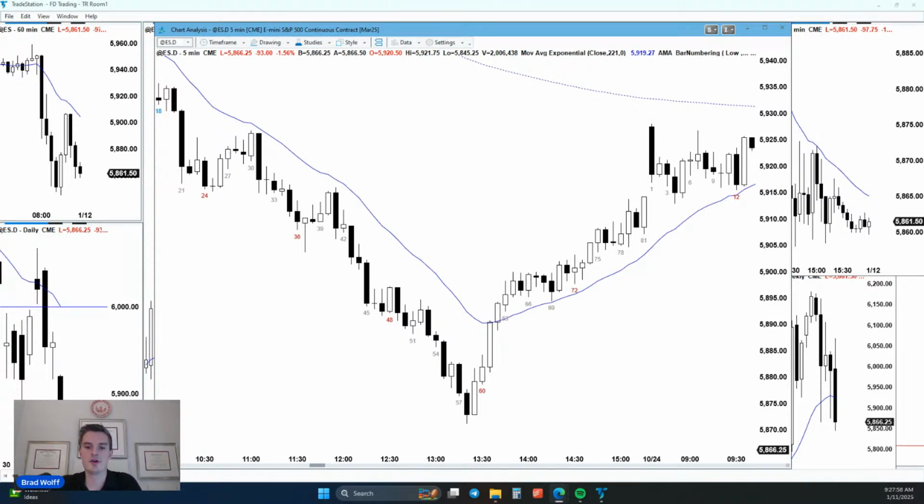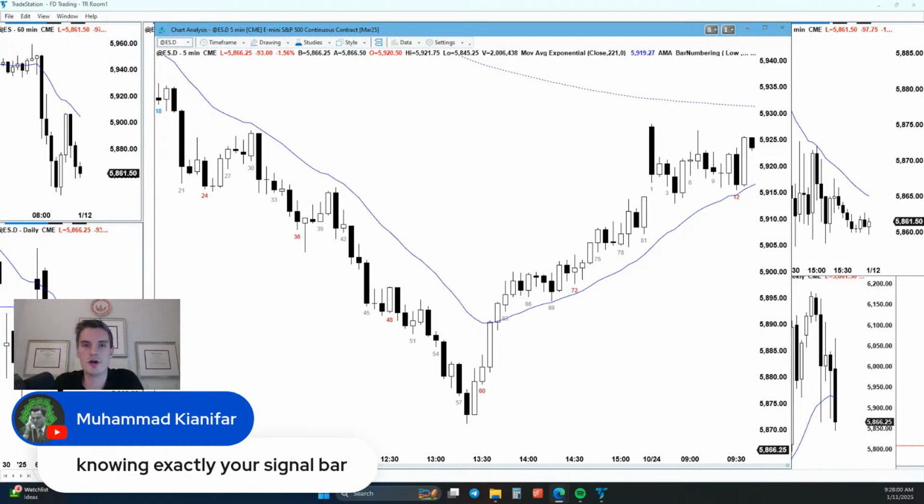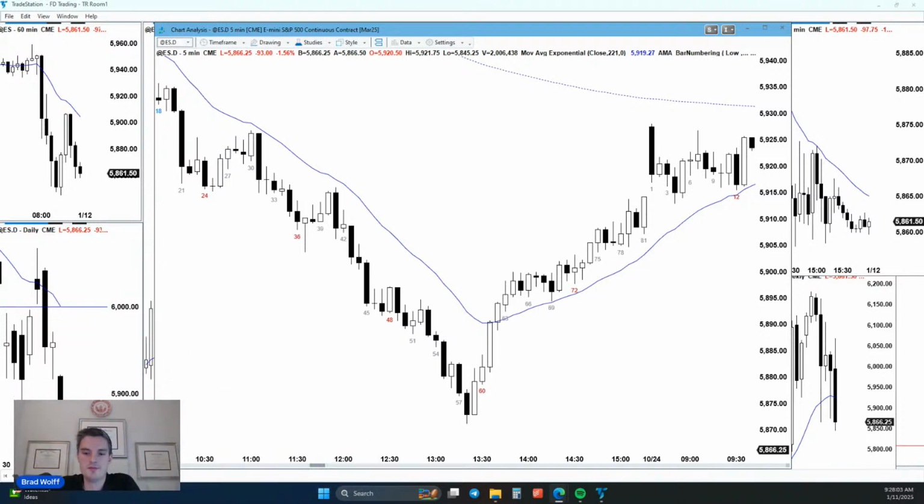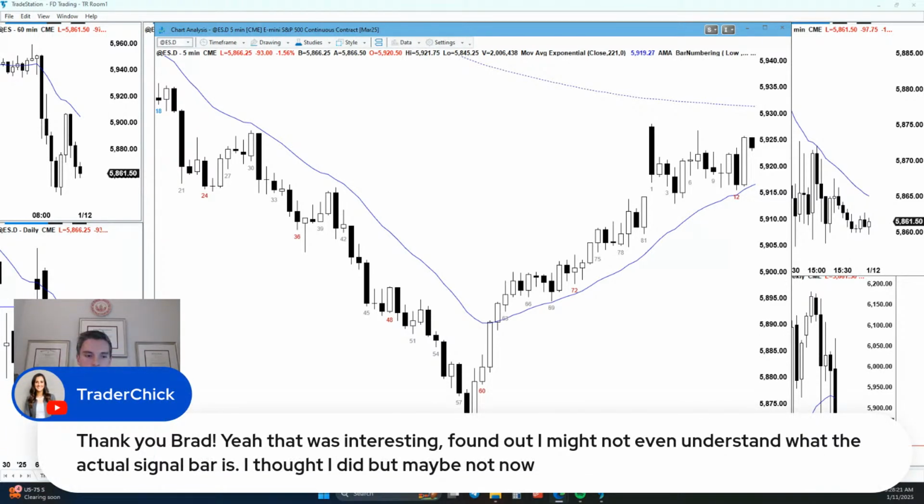Knowing exactly your signal bar, yeah, that's what I'm talking about. You have to know your signal bar, which is part of your setup. If you don't know what your signal bar is for the particular trade, then you're going to have issues with your trading. Trader Chick says, yeah, it was interesting. I found out I might not even understand what the actual signal bar is on the trade. I thought I did, but maybe I didn't.